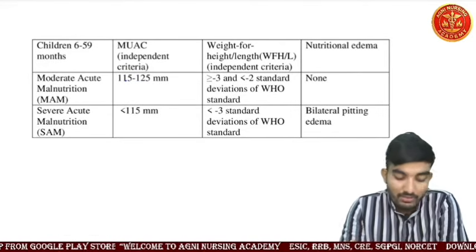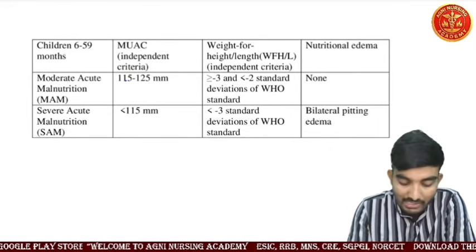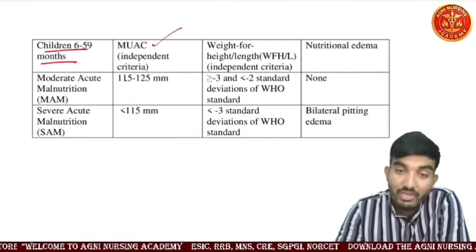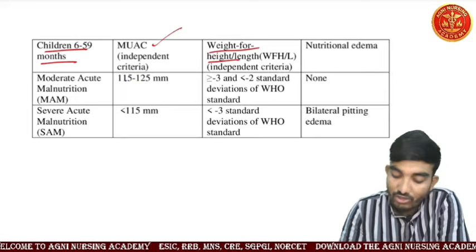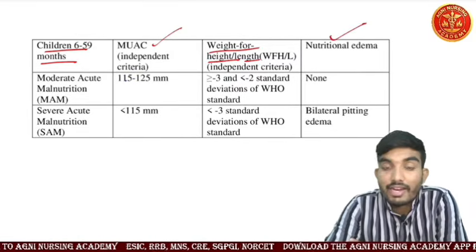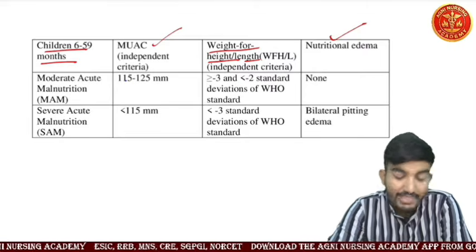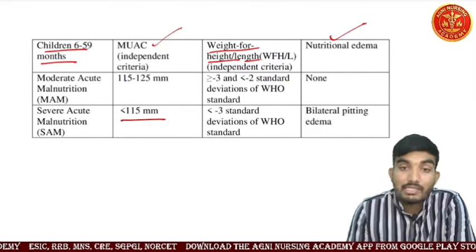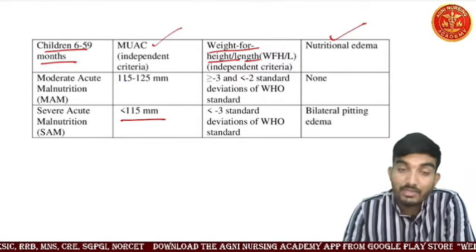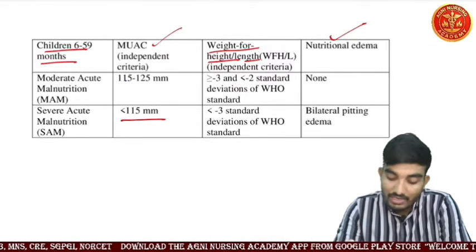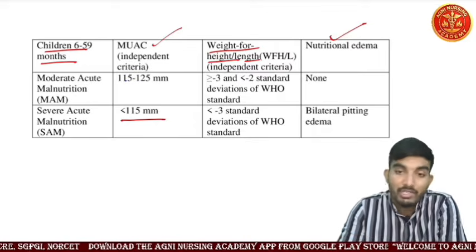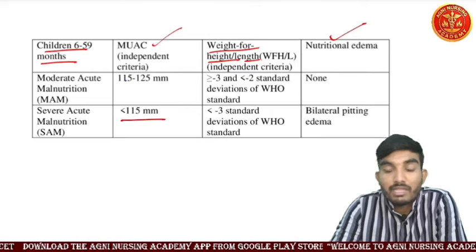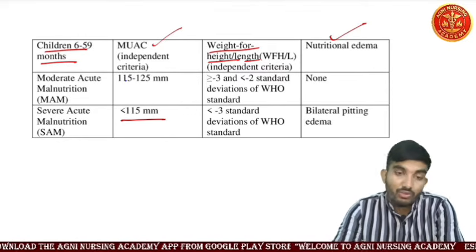Severe acute malnutrition we see in the age of 6 months to 5 years. We can diagnose by mid-upper arm circumference and weight for height or length, and also by edematous status. In severe acute malnutrition, the mid-upper arm circumference is less than 11.5 centimeter, the weight for height is less than -3 standard deviation of WHO, and bilateral pedal edema, also called pitting edema, is present.